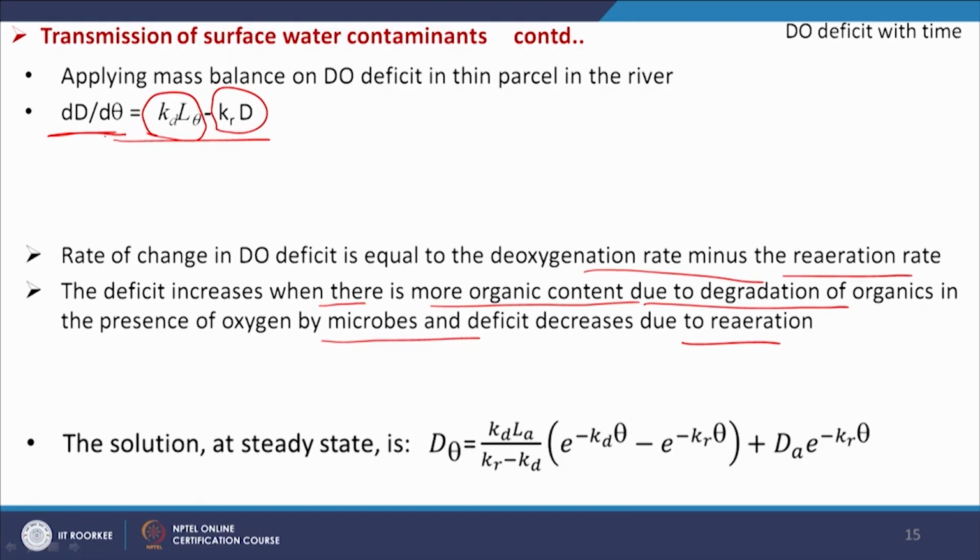And if we solve this, the solution will be like this: D at time theta, the deficit, is equal to kd La by (kr minus kd) into (e to the power minus kd theta minus e to the power minus kr theta) plus Da into e to the power minus kr theta. All these terms we have already defined. So, knowing the values of these terms, we can get the value of D theta.